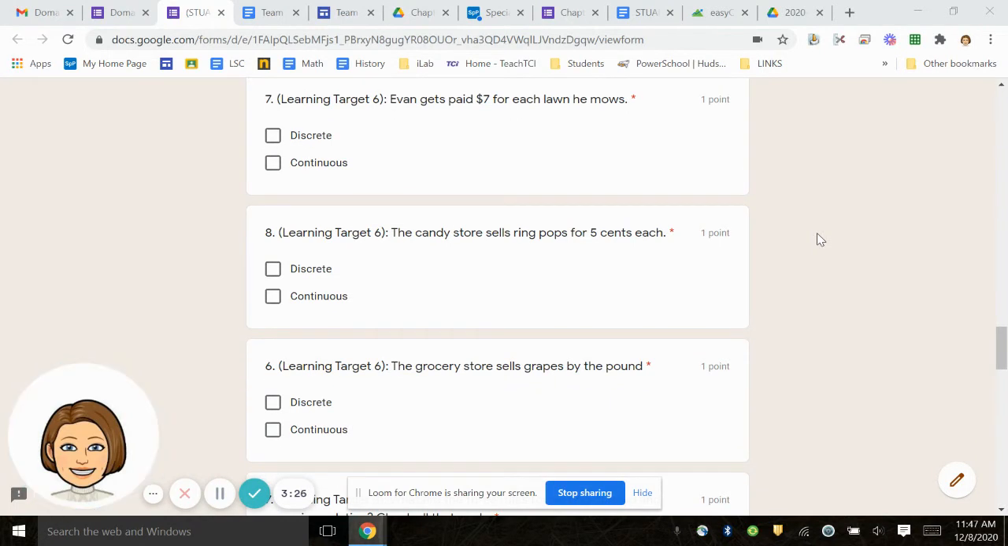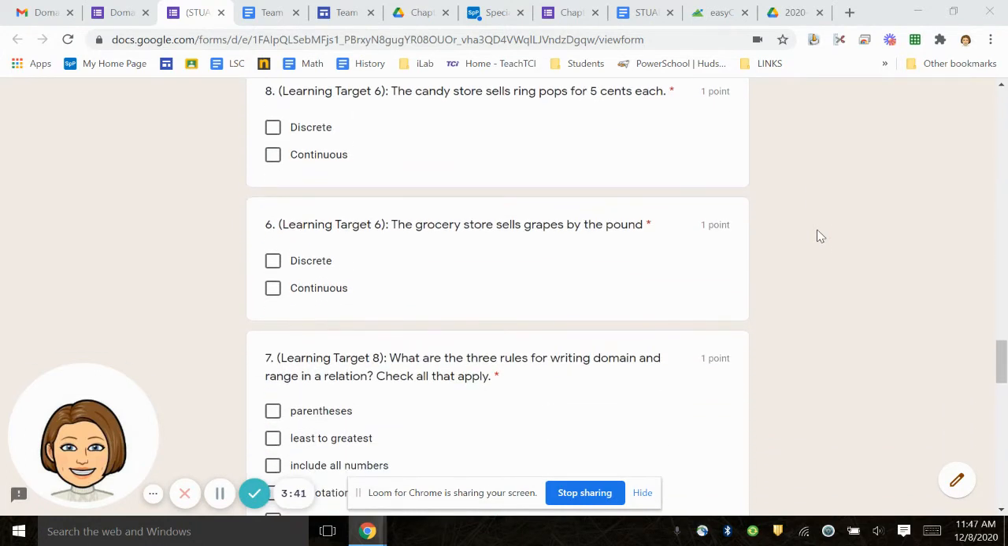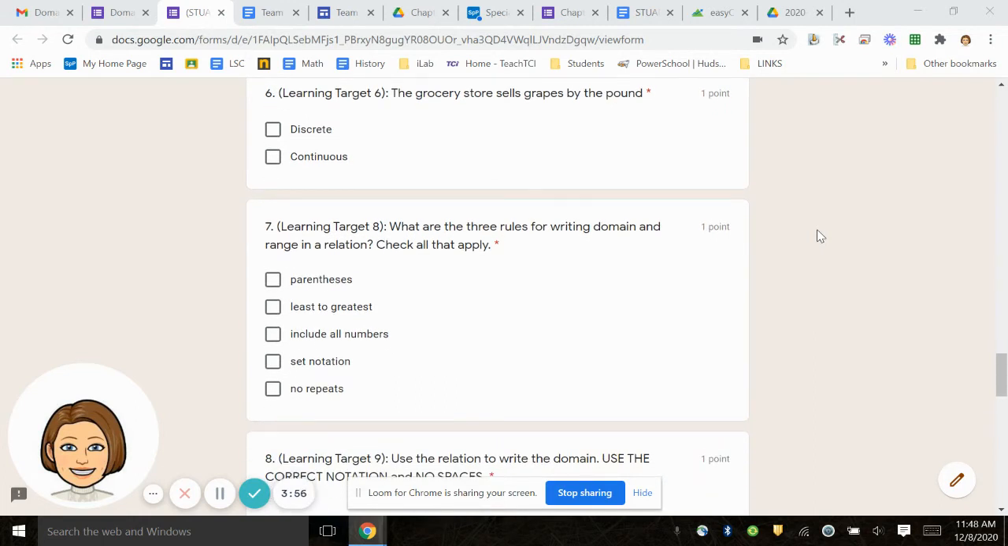Number 7, Evan gets paid $7 for each lawn he mows. Discrete or continuous? Number 8, the candy store sells ring pops for 5 cents each. Discrete or continuous? Number 6, the grocery store sells grapes by the pound. Discrete or continuous?